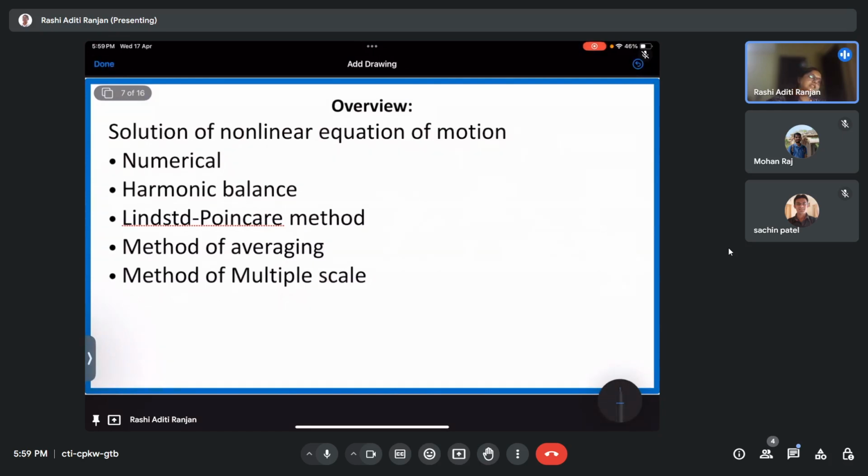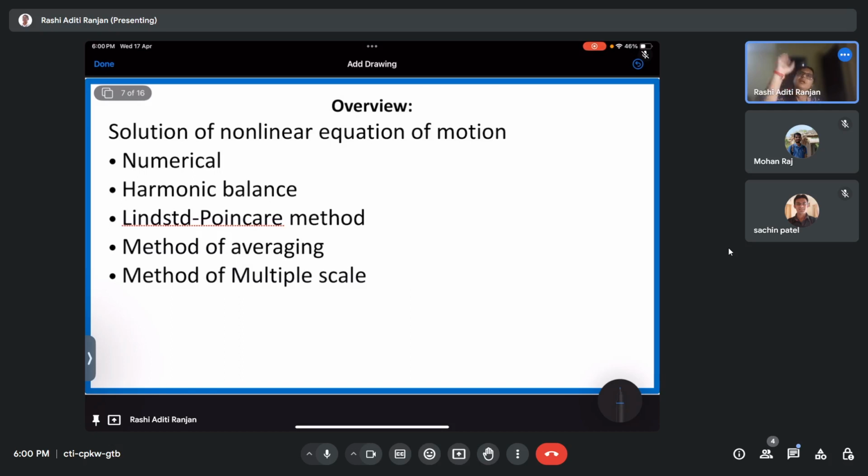First thing first is that my system is non-linear. So if my system is non-linear, what does it mean? That finding a closed form solution is difficult for me, right? So what would I do? Either I'll use the methods that have been considered up till now, like harmonic balance method, Lindstedt-Poincaré method, method of averaging, method of multiple scales, everything, right?